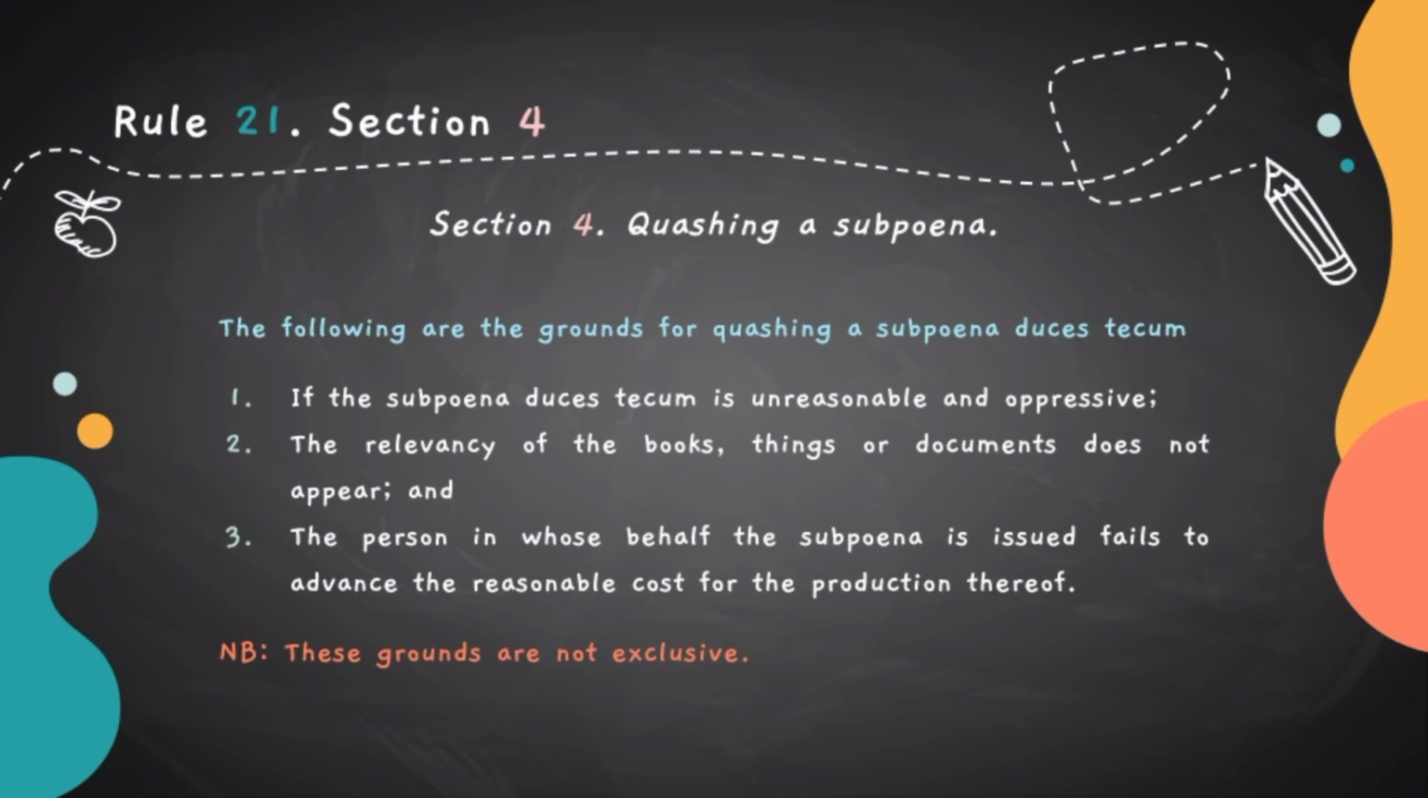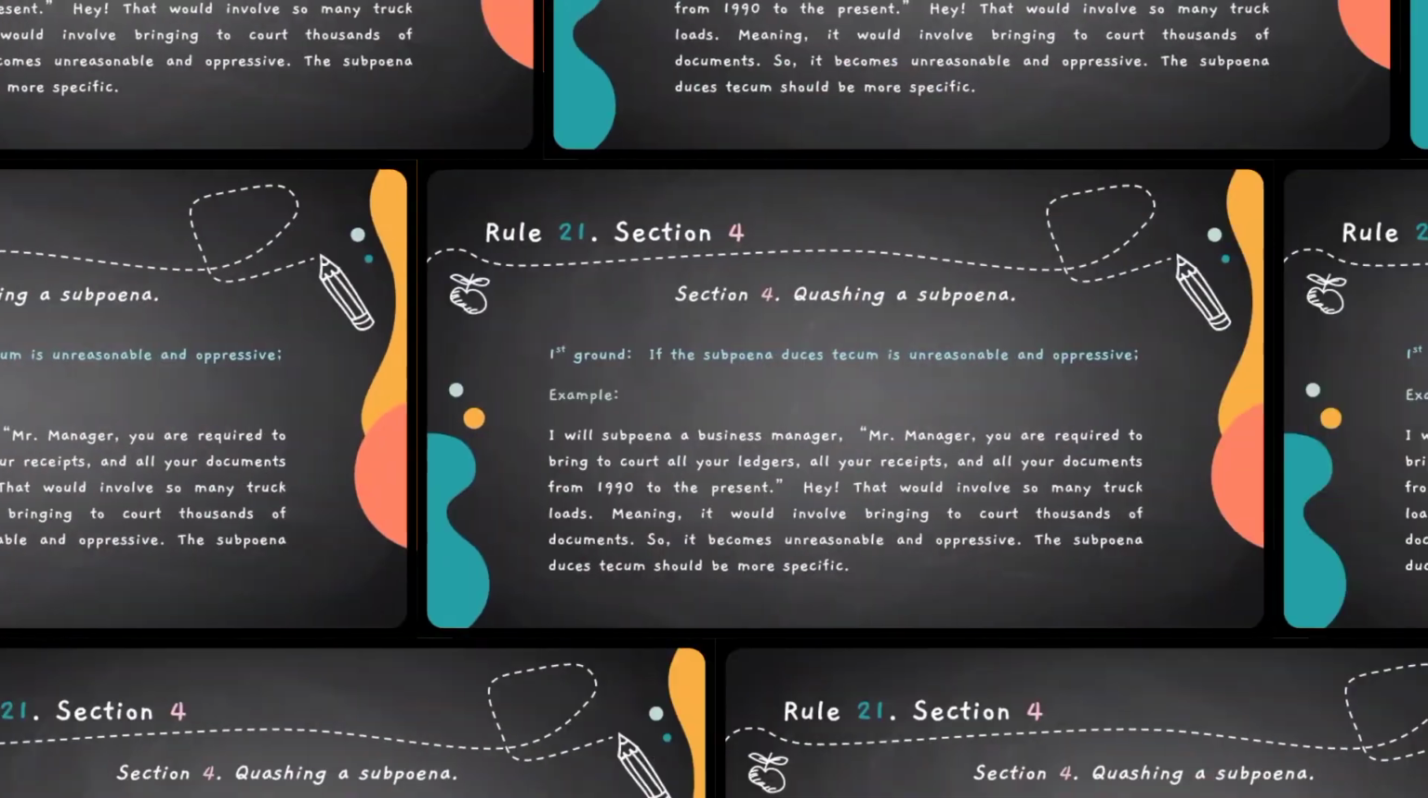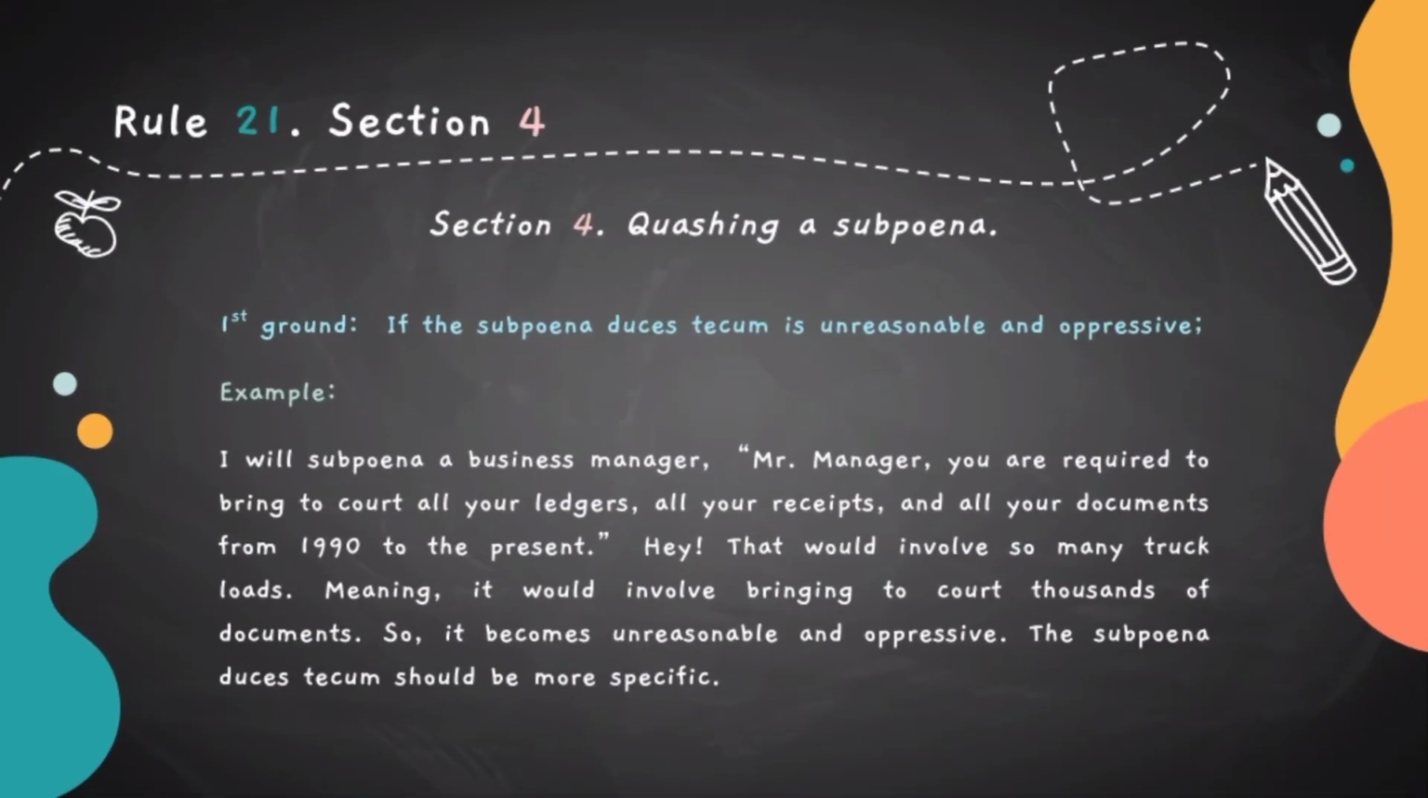2. The relevancy of the books, things or documents does not appear. And 3. The person in whose behalf the subpoena is issued fails to advance the reasonable cost for the production thereof. These grounds are not exclusive. First ground. If the subpoena duces tecum is unreasonable and oppressive.